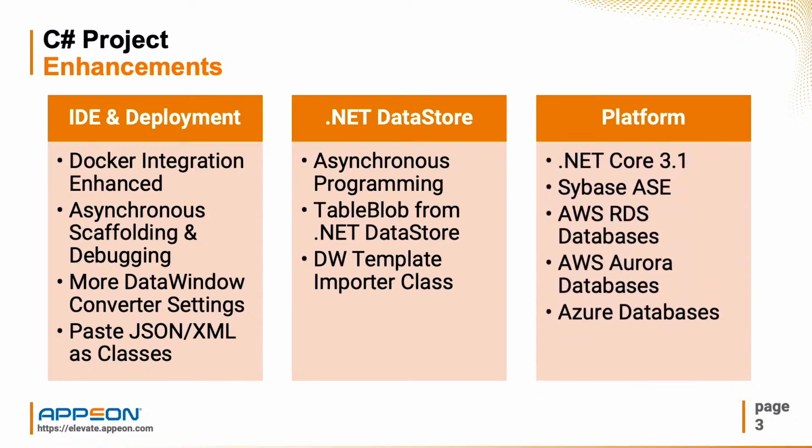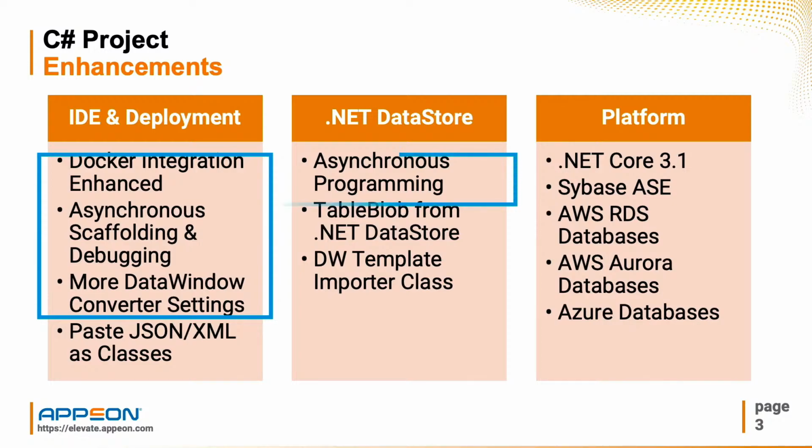The platform from the IDE and the .NET Data Store has been greatly enhanced as well. .NET Core 3.1, which is Microsoft's latest version of .NET Core, and it is a long-term support version, is now supported. Sybase ASE is now supported. And we have also added support for many cloud databases like Amazon RDS, Amazon's Aurora, and Azure. Today I'm going to demo to you the new Docker features and the new asynchronous programming features. Let's see these new features in action now.